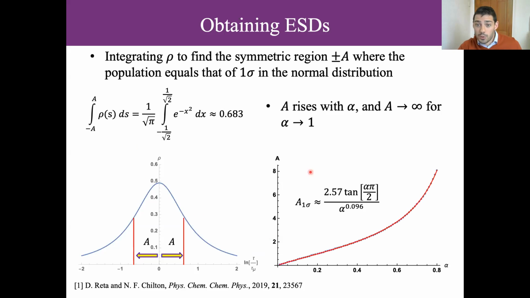Unsurprisingly, as you increase alpha, so as the distribution increases, you have to integrate further, so your error bars get bigger, and you get a function that looks something like this. My mathematics isn't good enough to find the analytical solution to this, so we did it numerically, but you get a good enough model for experimental purposes.